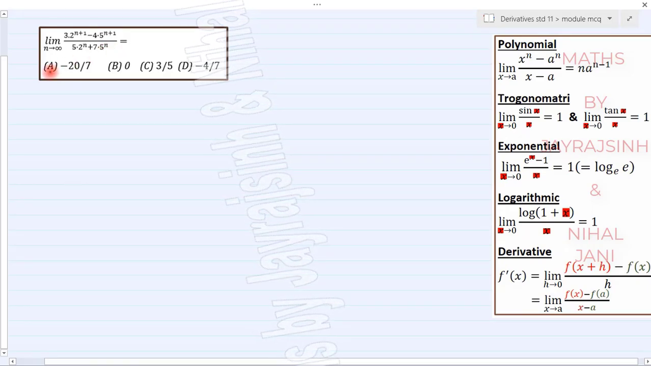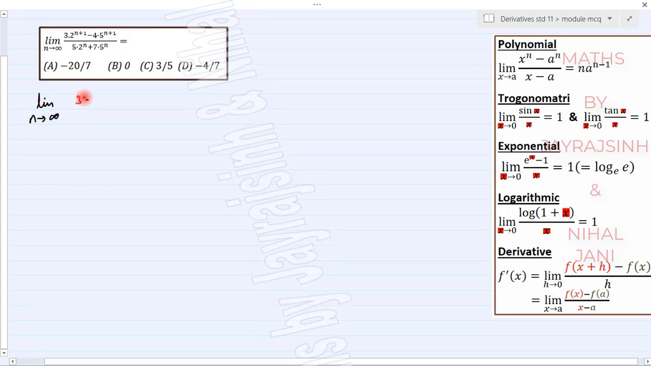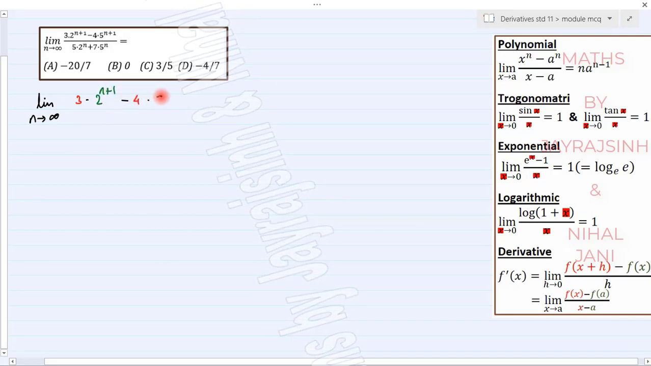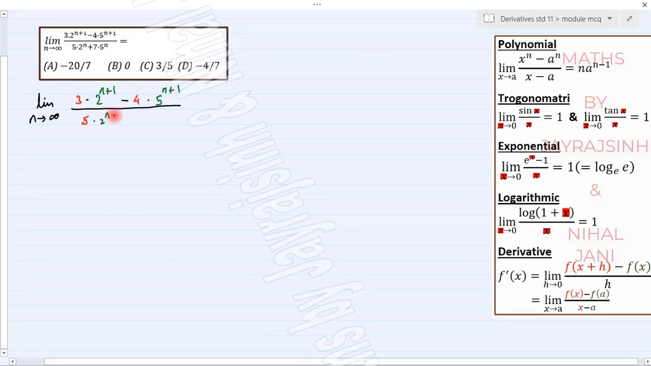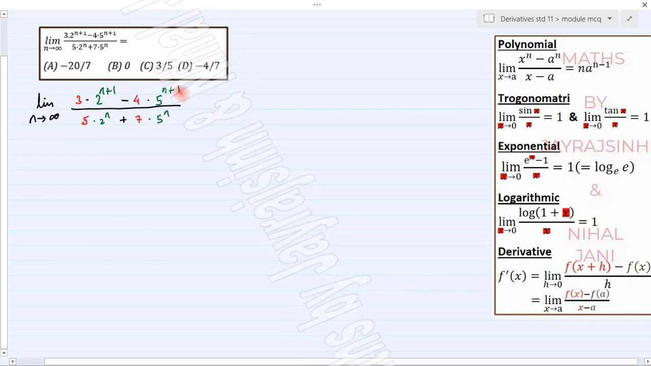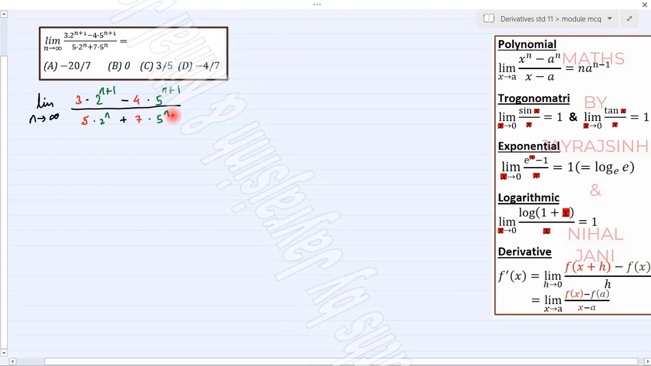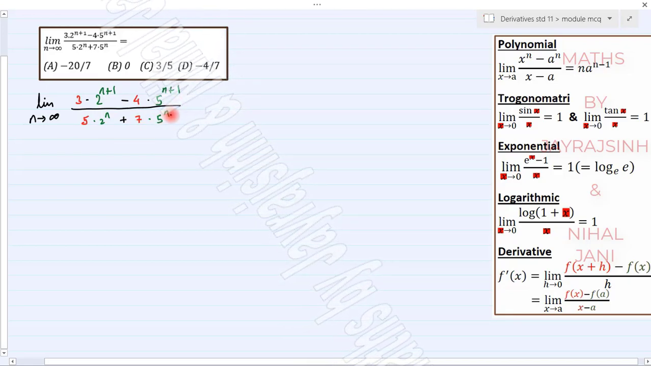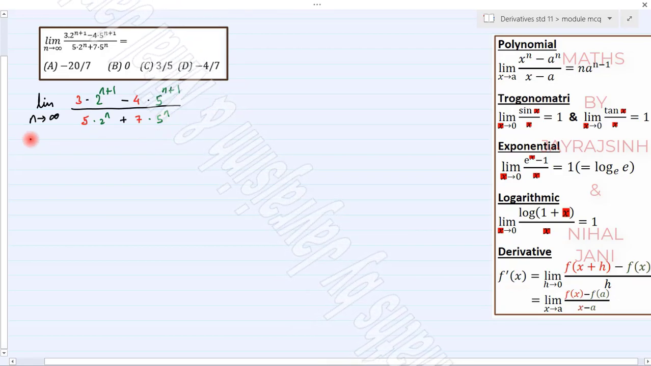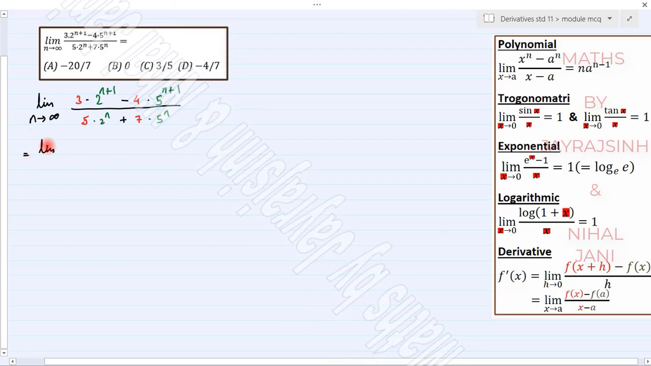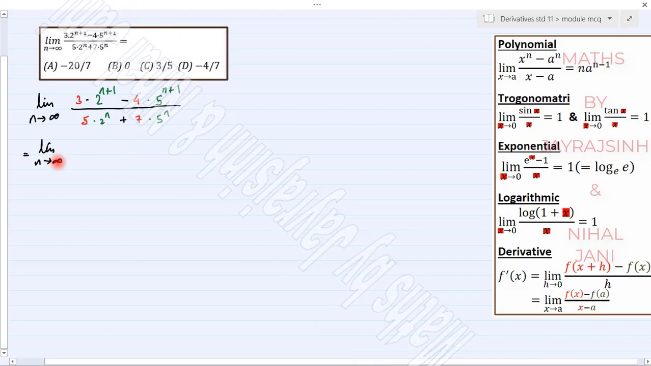In this question, we have limit n tends to infinity (3 into 2 raised to n plus 1) upon (5 into 2 raised to n plus 7 into 5 raised to n). Here we have exponential type sum. We have 2 raised to n as well as 5 raised to n. So, first of all, let's try to simplify our numerator.